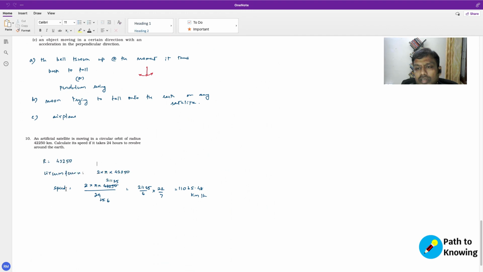So your speed is going to be 2 pi r over time, which is 2 pi times 42250 over 24 hours. That comes to around 11065.48 kilometers per hour. So that's the speed of this artificial satellite.